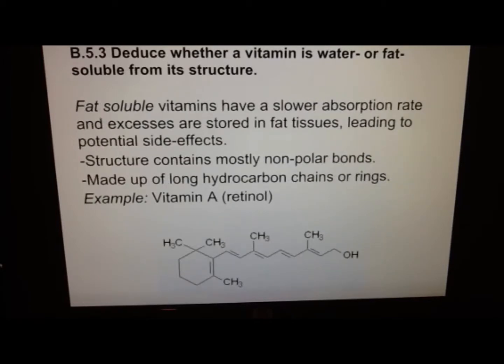Whereas fat-soluble vitamins have a slower absorption rate, and excesses are stored in fat tissues, which can lead to side effects. As opposed to water-soluble vitamins, fat-soluble vitamins have structures containing mostly non-polar bonds and are made up of long hydrocarbon chains or rings, an example being vitamin A.